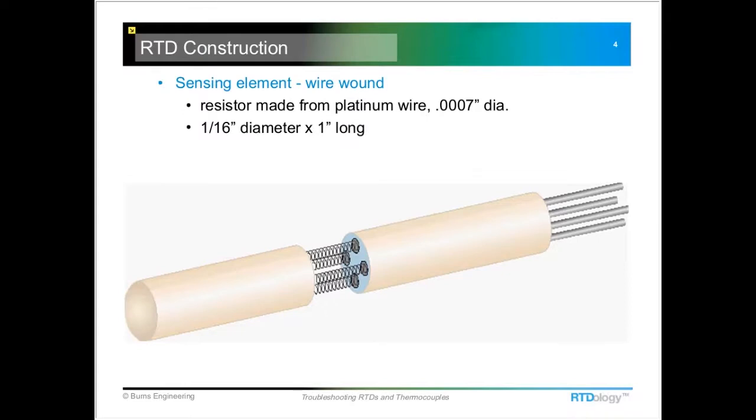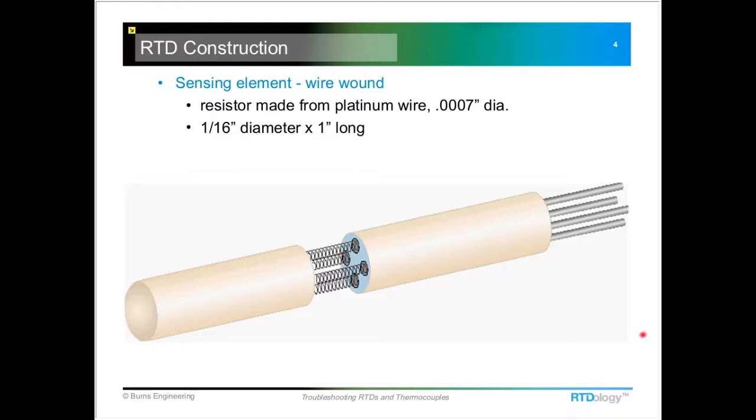The sensing elements in RTDs, there's a couple different types. There's thin film and then there's this wire wound type. And most of the wire wound types are of this construction where we have a coil of platinum wire. It's mounted inside of a ceramic tube. This happens to show a dual element, so there's actually two separate sensing elements in here.